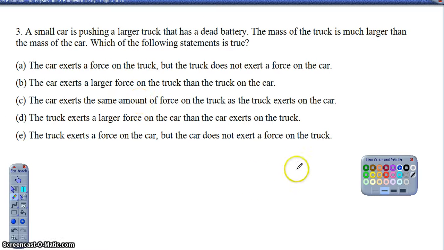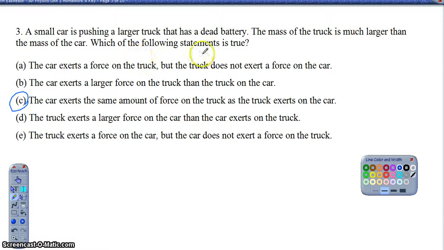And then question 3 here on multiple choice, very similar again to questions we've seen before, and really even the last two that we've seen, right? So a small car is pushing a larger truck that has a dead battery. The mass of the truck is much larger than the mass of the car, which of the following is a true statement. Well, again, the mass of the objects doesn't make any difference. If we're considering the forces which each of these is doing, we know that the force is always equal and opposite. So the car exerts the same amount of force on the truck as the truck exerts on the car, right? Again, don't be thrown off by the masses.